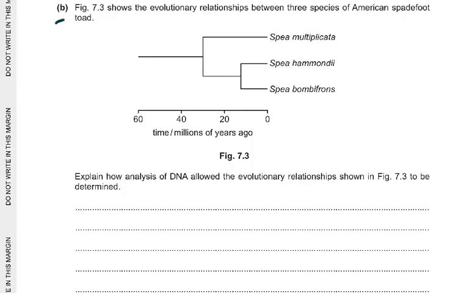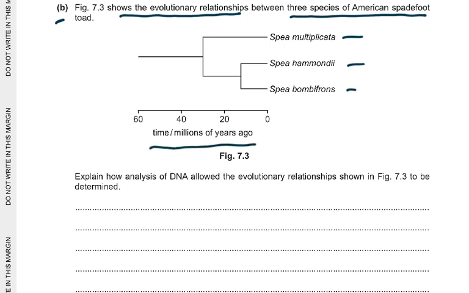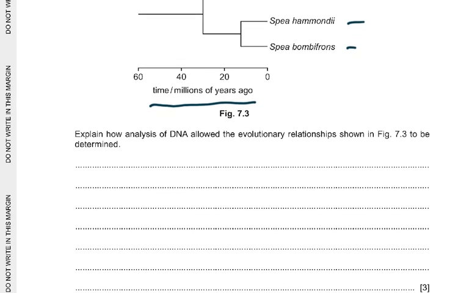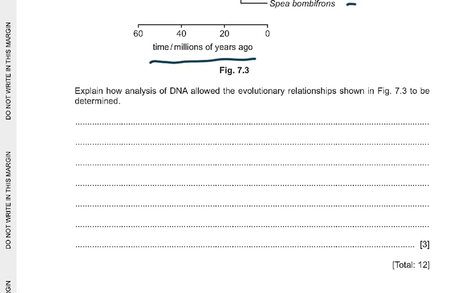Then coming to the B part of the question, figure 7.3 shows the evolutionary relationships between three species of American spadefoot toad, Spea multiplicata, Spea hammondi, and Spea bombifrons, and time in millions of years ago: 60, 40, 20, 0. Now explain how analysis of DNA allowed the evolutionary relationship shown in figure 7.3 to be determined. And that's 3 marks. Well, basically what you've got to understand is how can DNA help us in that.